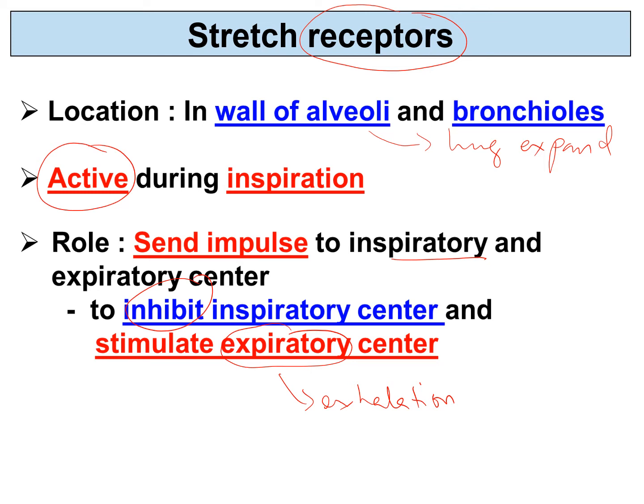For example, if we breathe in, how long can we inhale? How many seconds? We cannot inhale for one hour straight. So what causes us to stop at a particular moment? Even though our mind tells us to keep on inhaling, our body already tells us to stop inhaling. That is the impulse sent to the inspiratory center, so we stop inhalation.